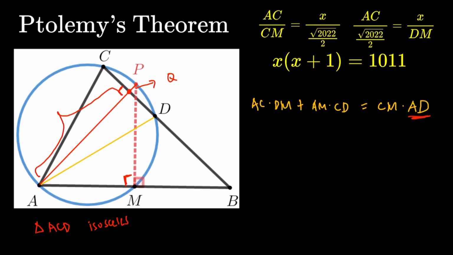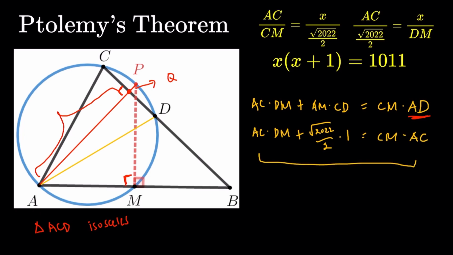Now I could simplify the other things as well. AC times DM, we don't know what those things are, but AM, we know that's square root of 2022 divided by 2, and CD is given to be 1. And then CM times the AD, as I mentioned a while ago, has the same length as AC. So at least this is a little bit more simple, okay?